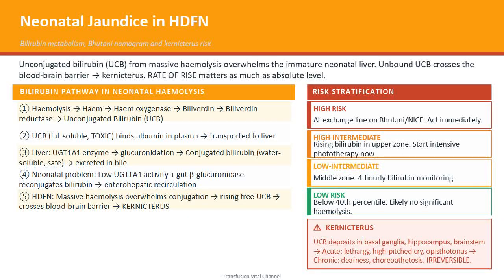How can we prevent complications? If there is a rate of rise of more than 8.5 micromole per liter per hour, then urgent action is required. A bilirubin to albumin ratio, that is BAR, of more than 8 mg per gram indicates risk of free bilirubin crossing the blood-brain barrier. Hypoalbuminemia dramatically lowers the safe bilirubin threshold.